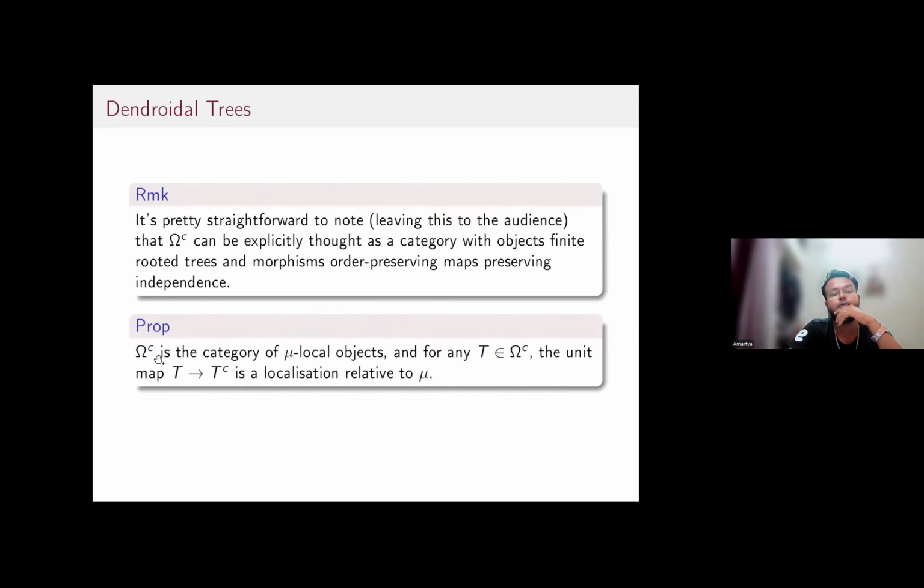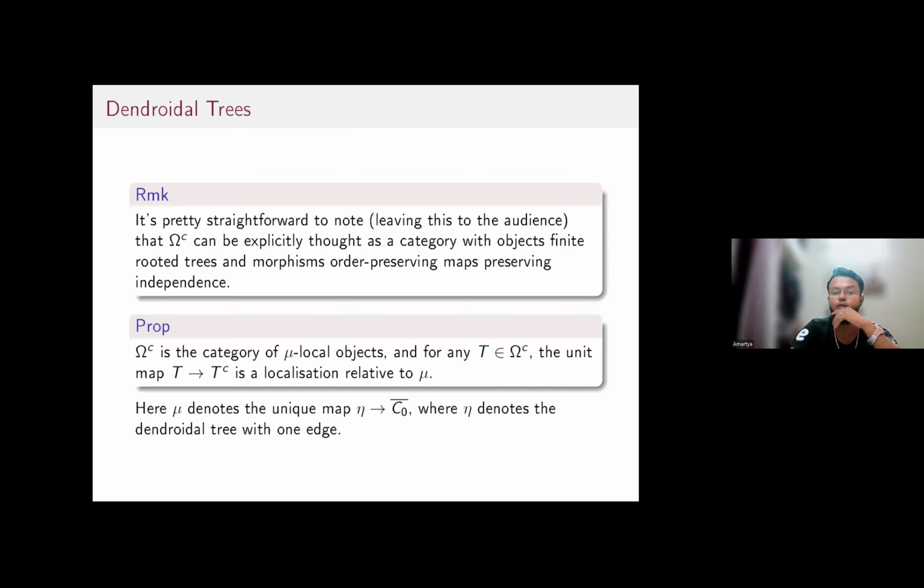Right, so here's the proposition. Sigma C is the category of mu-local objects, where for any t in sigma C, the unit t to tC is localization relative to mu. And what is mu? It is the unique map from eta to co, where eta is the dendroidal tree with one edge, and the cn's are corollas. That's pretty standard notation.